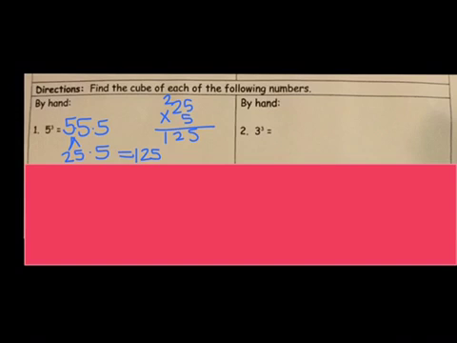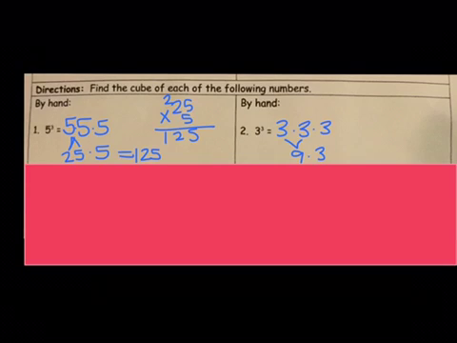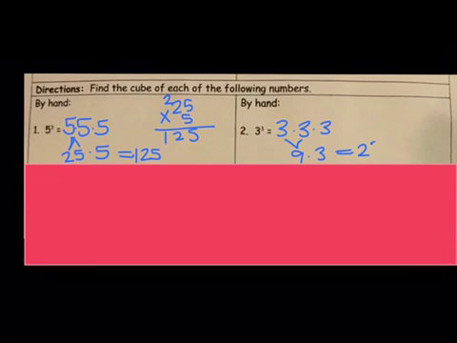Alright, and second one, by hand. 3 cubed. Again, we do 3 times 3 times 3. To break that down, 3 times 3 is 9, and 9 times 3 will give me 27. I know you can look at this and think, oh, that's really easy, but just so you don't make any mistakes, breaking it down is really helpful.